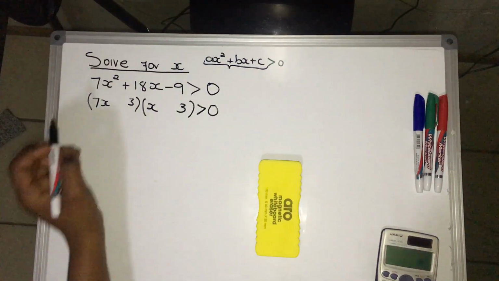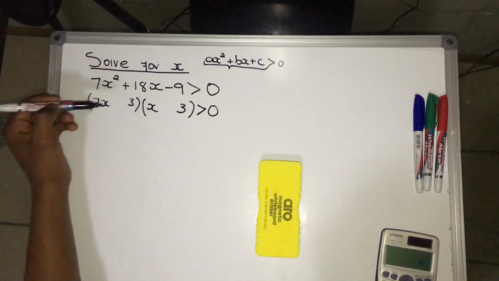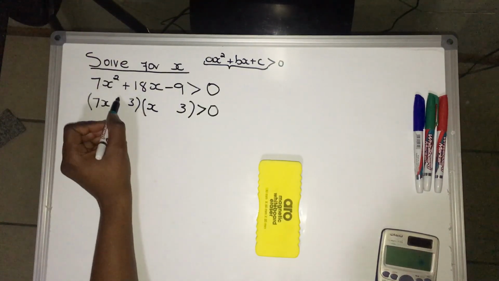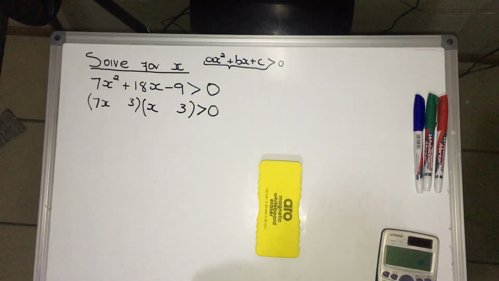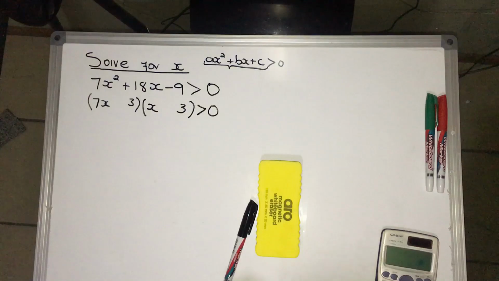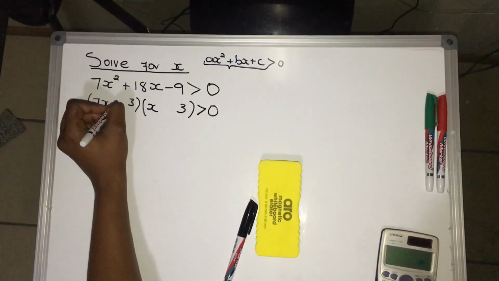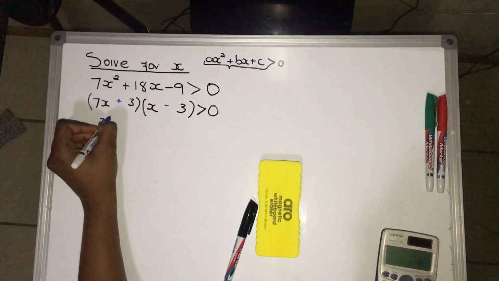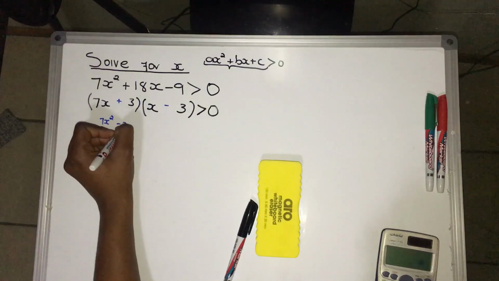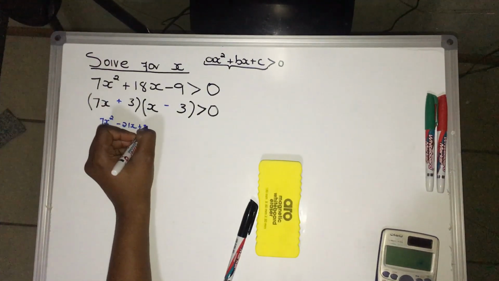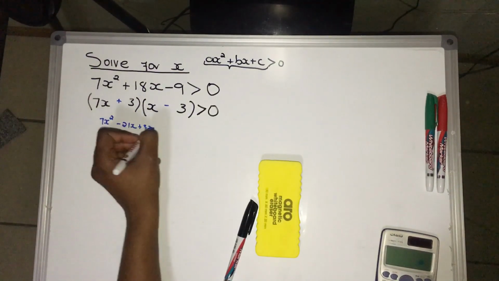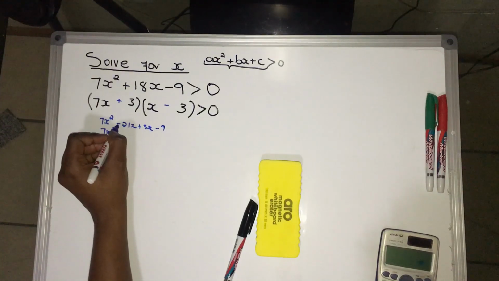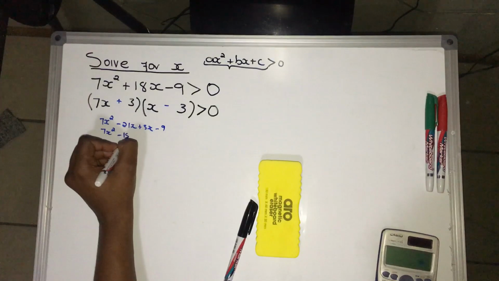And then to check the signs, we know one is negative and one is positive, because c is minus 9 and a is positive. So now let's check if this is plus or minus. We have 7x by 7x, which is 7x squared, and then 7x by minus 3, which is minus 21x, and then finally plus 3x, and then finally 3 by 3, which is minus 9. So 7x squared, minus 21x plus 3x, which is minus 18x, and then minus 9.